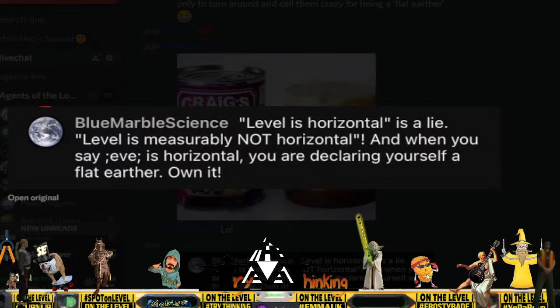And when you say level is horizontal, you are declaring yourself a flat earther. Own it. There you go. That's the thing. That's the ironic thing, Blue. The Earth has nothing to do with the horizontal. Yeah. Wow. You can't think, Blue, that everybody who says that level is horizontal is a flat earther, because that would have to include all dictionaries. Because that's what they say.